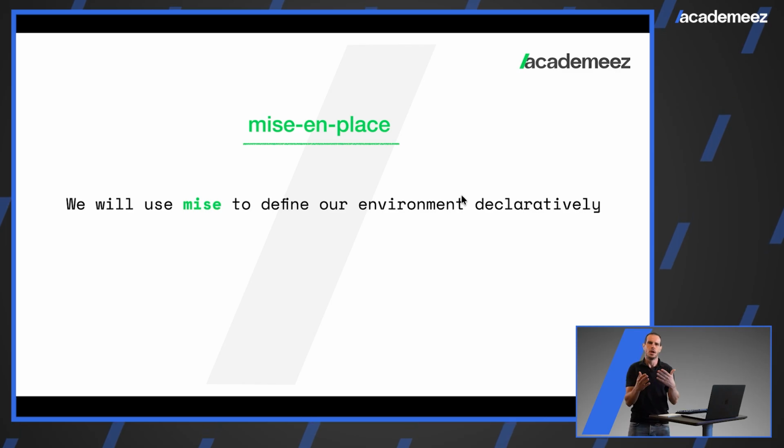So mise is preparing your cooking ingredients. It's a cooking term, preparing every ingredient and cutting and everything you need for the cooking process itself. So what we're going to do is use mise to define our development environment in a declarative fashion.